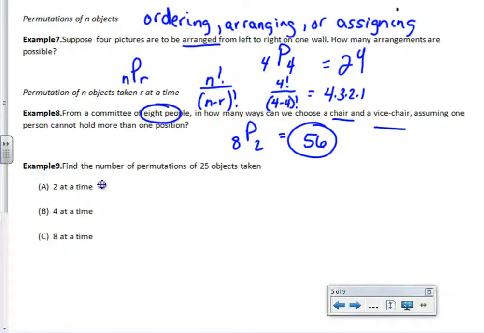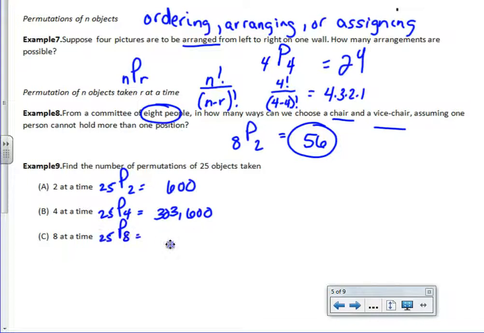25 objects taken 2 at a time would be 25 permutations of 2, which is 600. 4 at a time would be 25 permutations of 4, which is 303,600. I already typed these, so I'm saving you the time. And then 25 permutations of 8 is really big. It's roughly 4.3609 times 10 to the 10th power. Now there are some other digits after this, but I just wrote down a truncated version of it.